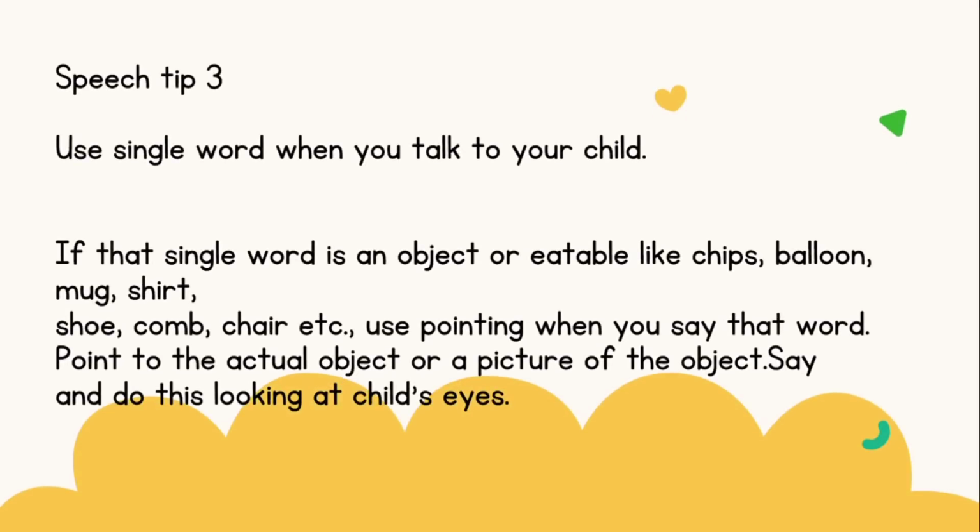Speech tip number 3. Use a single word when you talk to your child. If that single word is an object or eatable like chips, balloon, mug, shirt, shoe, comb, chair, etc., use pointing when you say that word. Point to the actual object or a picture of the object. Say and do this looking at the child's eye.